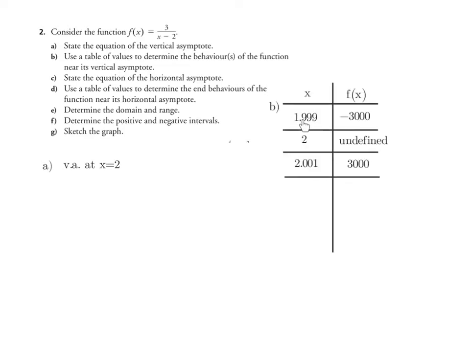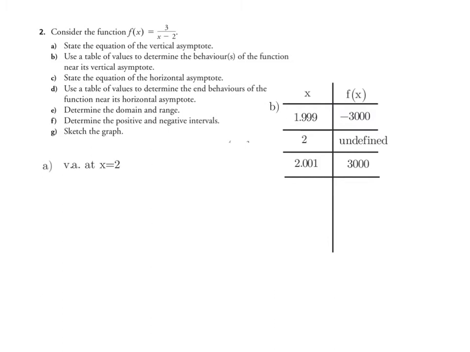All right, so I took numbers just to the left and just to the right of 2, and I did 2 for fun. Of course, if I plug in a 2, you get 3 divided by 0, that's undefined. If I plug in 1.999, which is just to the left, I get 3 divided by 1.999 minus 2, which is 3 divided by negative 0.001, and that's going to be negative 3,000. And if I plug in 2.001, which is just on the other side of the asymptote, so 3 divided by 2.001 minus 2 is 3 divided by positive 0.001, and that's equal to 3,000.